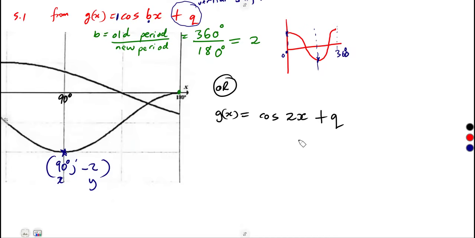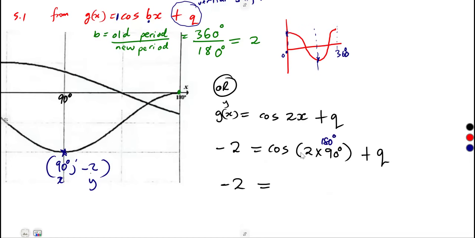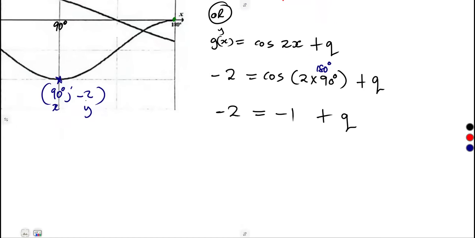So we are going to substitute. Remember, g(x) represents the y value, which is -2. So -2 is equal to cos of 2 times our x, 90 degrees, plus q. Let's simplify. -2 is equal to cos of 90 times 2, that's 180, and cos of 180 degrees is going to give us -1. So that's -1 plus q. So let us find q. From there we can take the -1 to the other side. So that's -2 plus 1, which is -1. So that's the value of q.